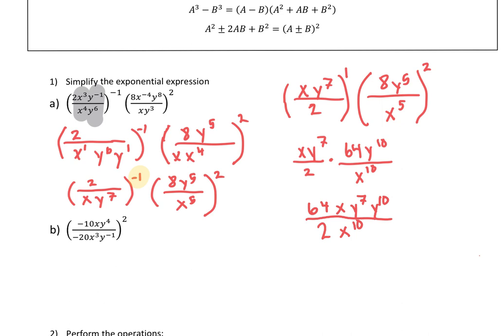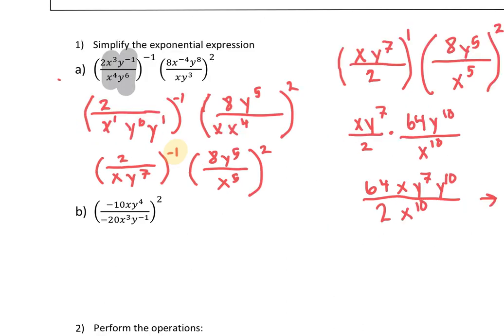64 divided by 2 is 32. Then on the top, or the x's, I have x over x to the 10th. That gives me x to the 9th in the denominator, y to the 17th in the numerator. And there we go. That is our exponential expression simplified.